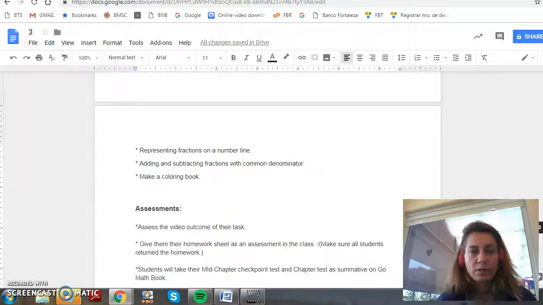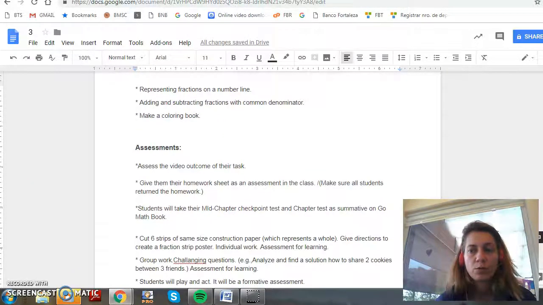So we're going to have some activities. We're also going to work on our Go Math notebook and book in the classroom. It's going to be all inclusive; the whole class is going to work on that. For the assessments, I'm going to assess first the video outcome of their task, and give them their homework sheet as an assessment. I'm sending home a worksheet and I'm going to assess them from the same sheet. Students will take their mid-chapter checkpoint test and chapter test as summative assessments from the Go Math book.